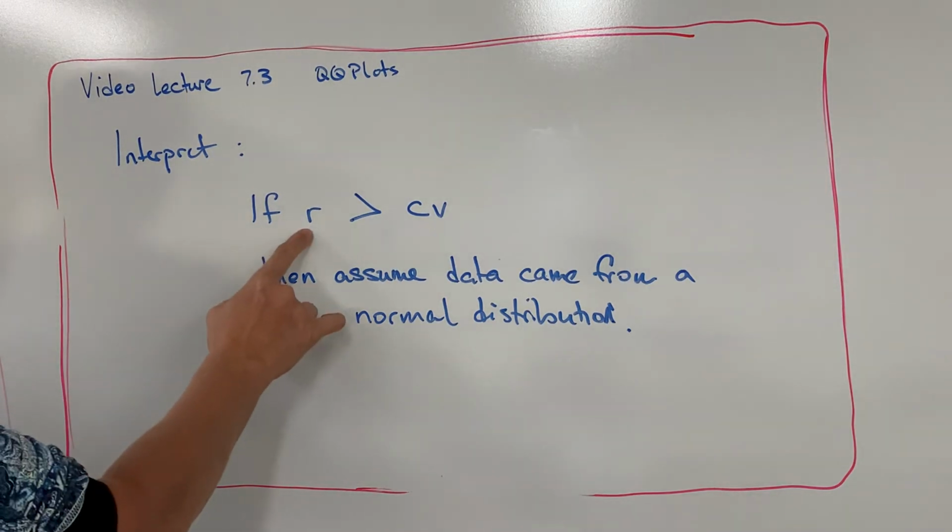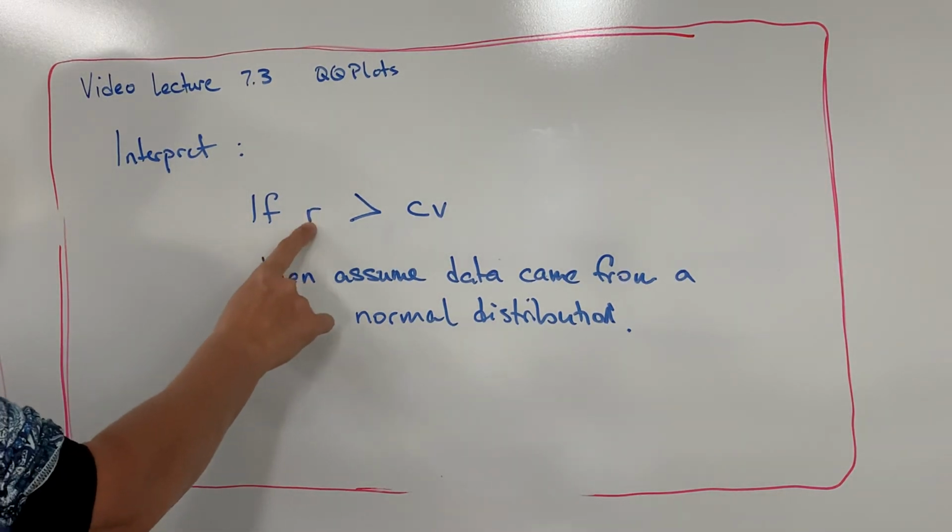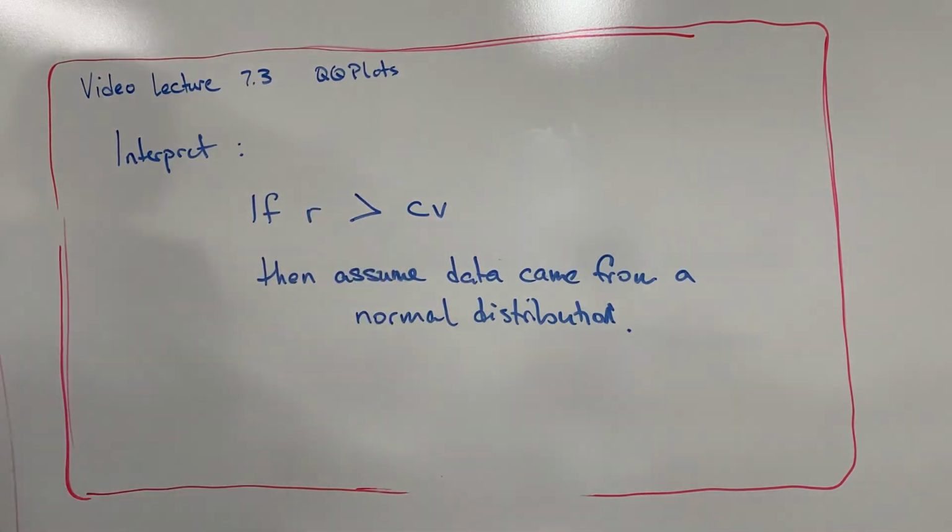So remember, R is your correlation coefficient. You get that from StatCrunch. CV is your critical value. You get that from looking at the table. And that's it for this section. It should go pretty quickly and should be pretty easy compared to some other sections.